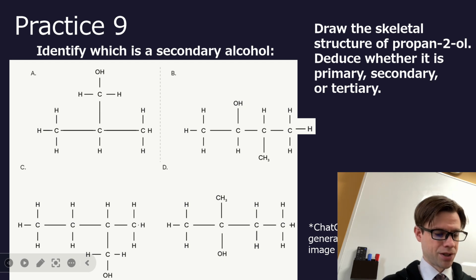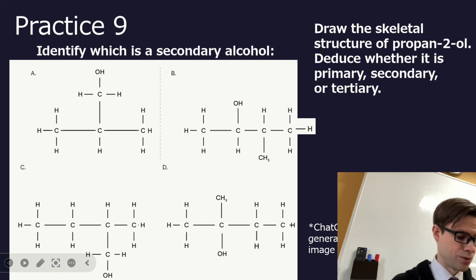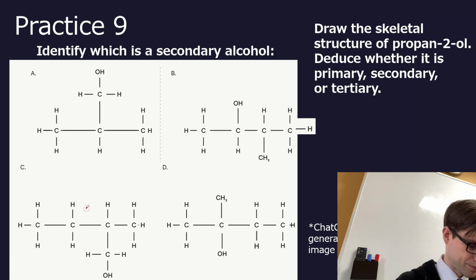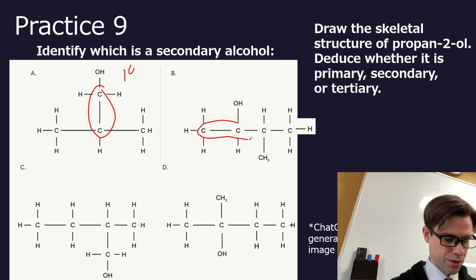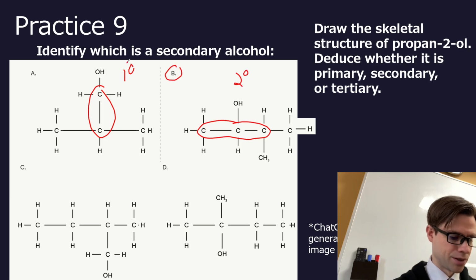Practice 9 then: identify which of these is a secondary alcohol, A, B, C, or D. So the rule of secondary carbons and secondary alcohols is how many carbons are attached to the carbon which contains the alcohol group. So A will be a primary alcohol. We have an OH group on a carbon. That carbon is only attached to one other carbon. Primary, not the answer to this. B, this OH group is attached to a carbon that's attached to 2 other carbons. This is secondary. This is a contender for the answer, and I can tell you it will be the answer.